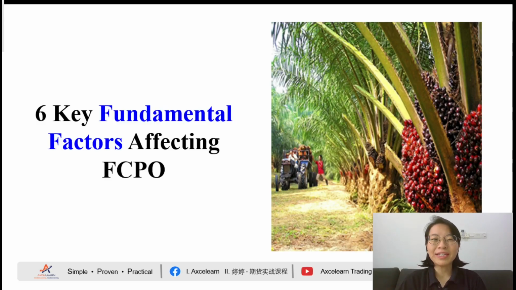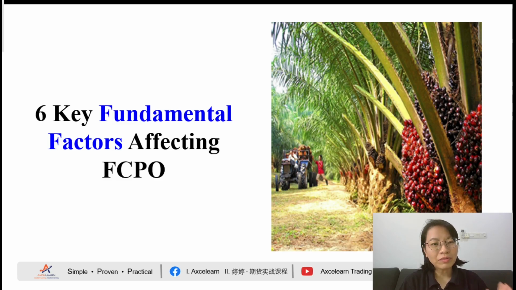Hi, our topic for today is the 6 key fundamental factors affecting FCPO. Besides providing you with the 6 key fundamental factors, at the same time, we'll also inform you when to search for the information, because we find that many retail traders find it very challenging when it comes to fundamental analysis for FCPO especially.